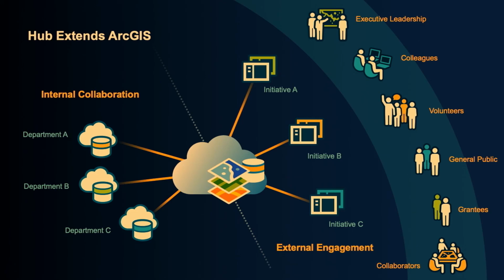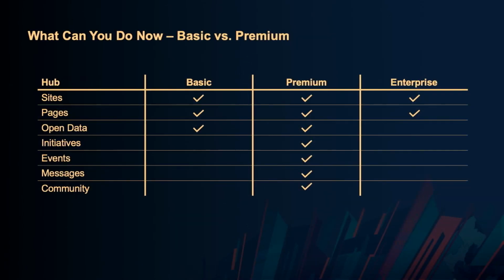So, speaking of getting started, we ask, what can I do right now? Just showing what's available in our different basic, premium and enterprise offerings. So sites and pages are available everywhere. And then open data is part of Hub Basic. And then at the premium level, you get access to initiatives, events, messages, community identities. Really just get started with the sites and pages that all of you in this room already have. Pretty sure if you're here, you've got that already.